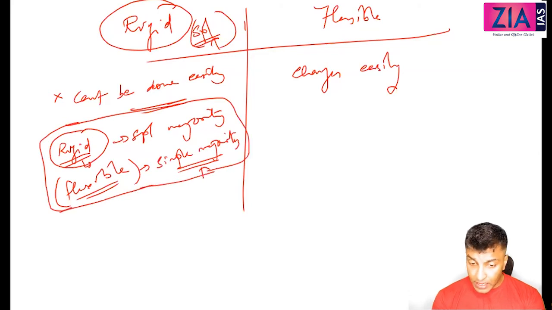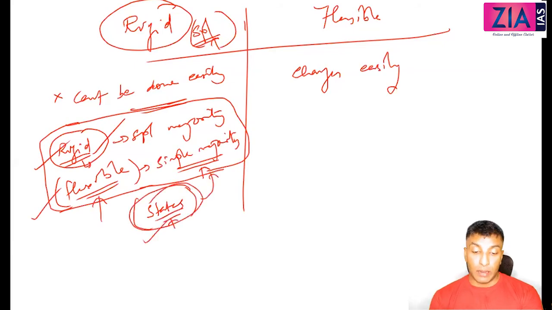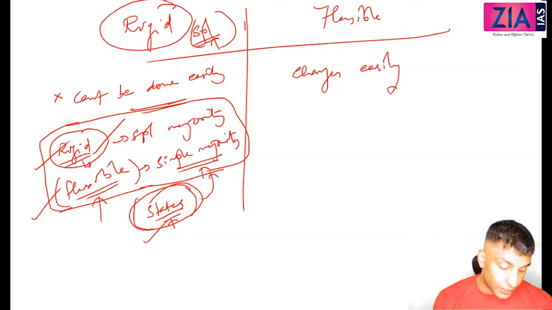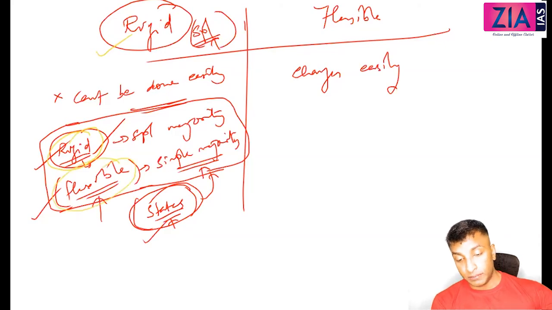There are some provisions for which you need special majority and which can't be changed easily, so that is rigid. But at the same time, there are some provisions, like a state's name and boundaries, which you can change with simple majority, even without the consent of the state. That means it is almost very flexible, right? But a federal constitution will usually be rigid. Still, the Indian constitution is a mix of rigidity as well as flexibility.